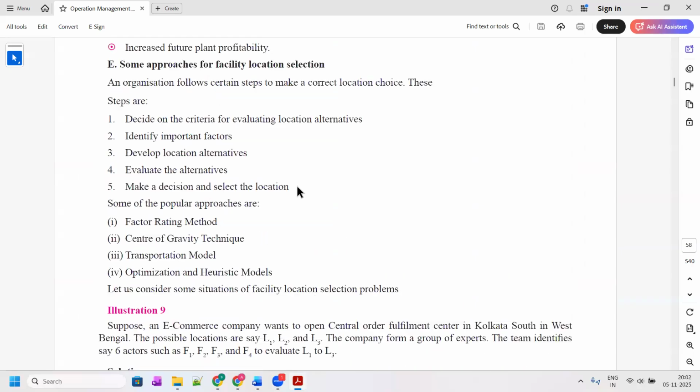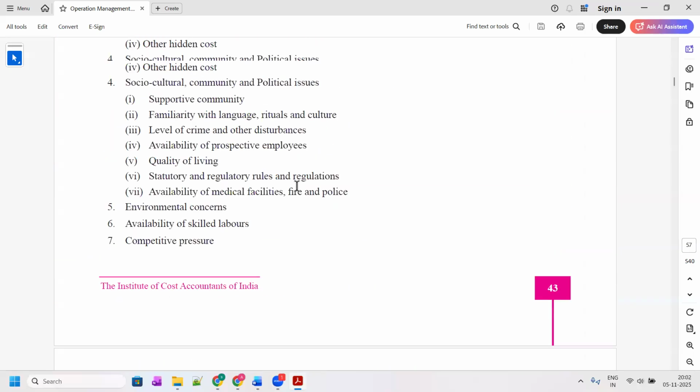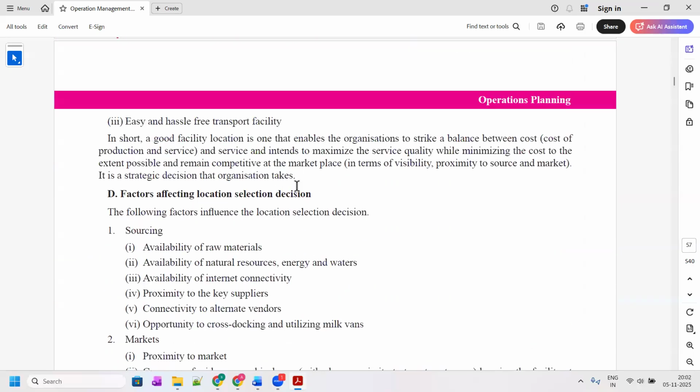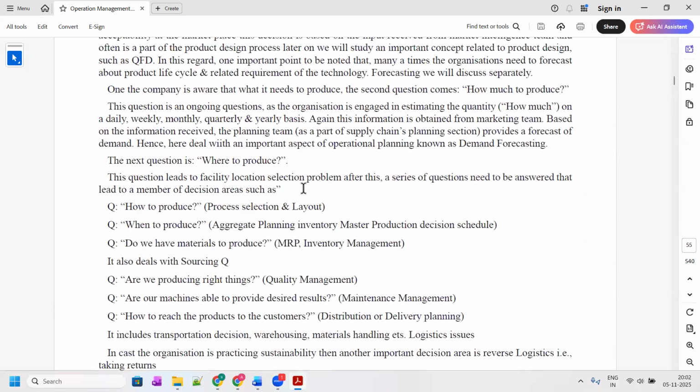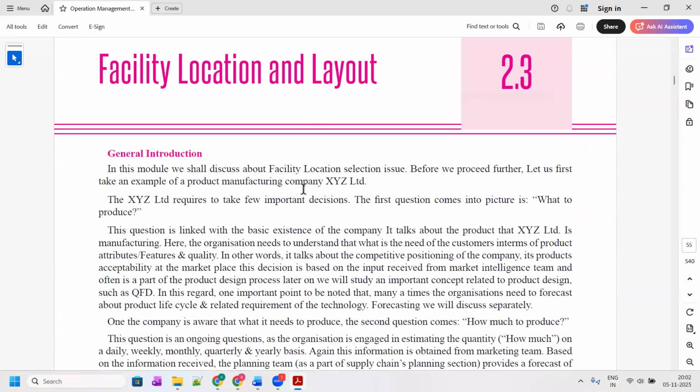layout. Do you have any doubt, any question when it comes to facility location and layout? Anyone, can you summarize what we have discussed? Anyone, can you summarize what all we have discussed? Sir, shall I try? Yeah, please try.